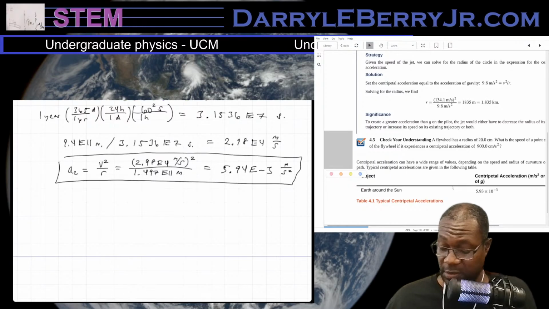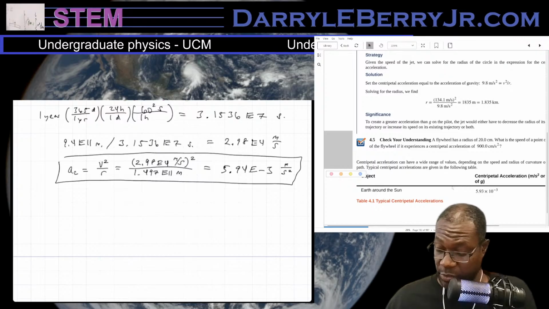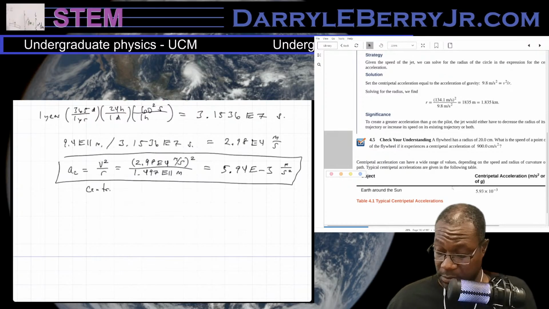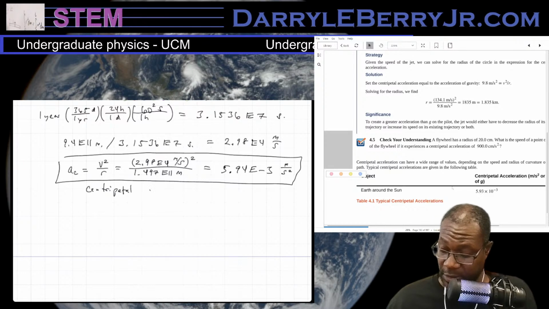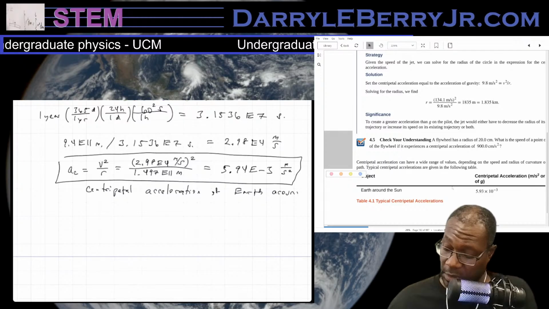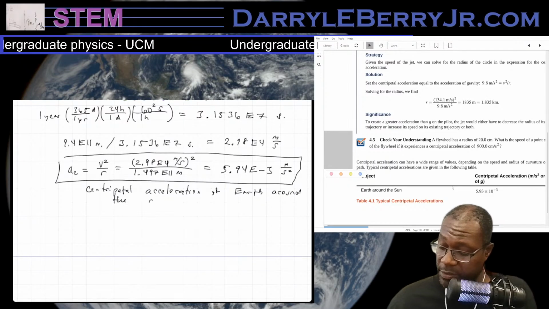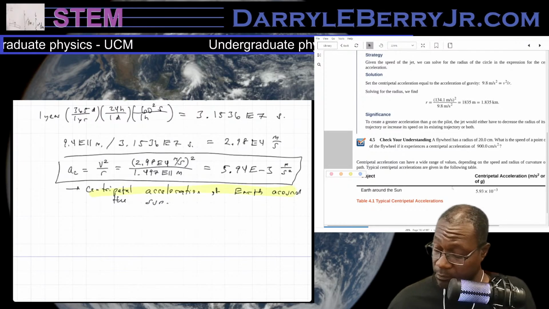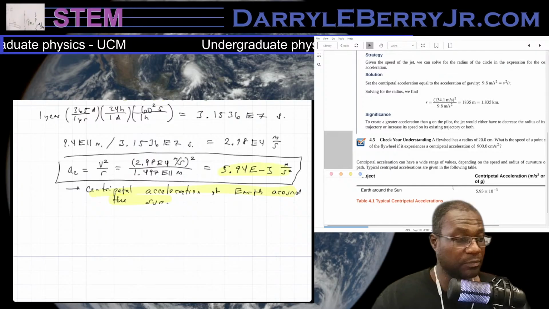So this is the centripetal acceleration of Earth around the sun. A simple calculation.